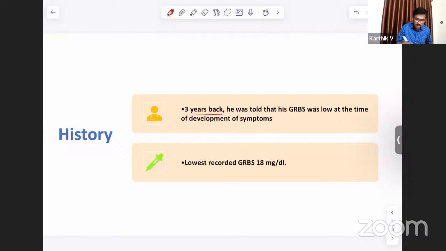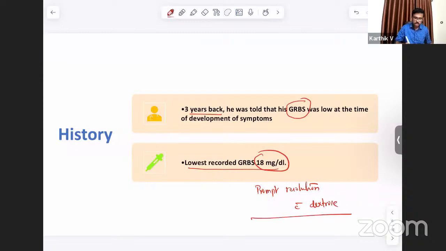And 3 years back, he gave the history that his random blood glucose was low at the development of symptoms. And the lowest recorded GRBS was as low as 80 milligram per deciliter. And there was prompt resolution with dextrose. So it is clear that the Whipple's triad is satisfied from his history itself.